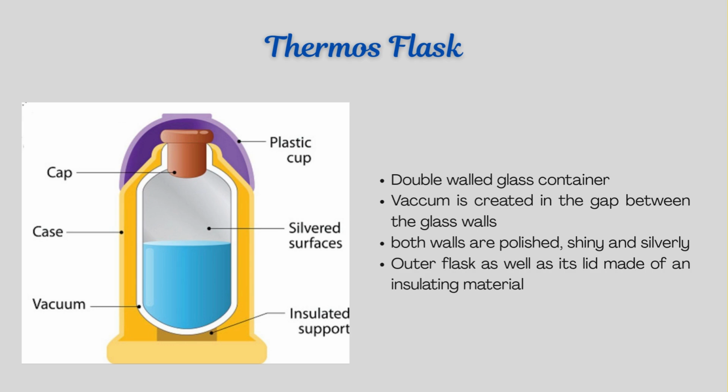Thermos flask. A thermos flask consists of a double-walled glass container. A vacuum is created in the gap between the glass walls to minimize conduction. This also reduces the heat loss as there is no air present to carry the heat away. Both the walls are polished, shiny and silvery, so that the heat radiations are reflected back into the container. The outer case of the flask as well as its lid are made of an insulating material such as plastic.